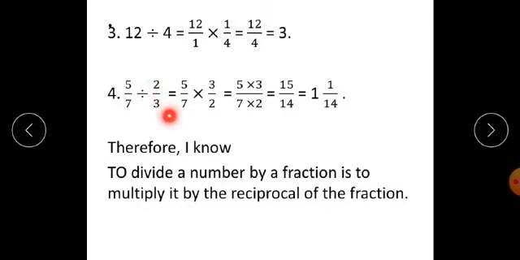5 upon 7 divided by 2 upon 3 is equal to 5 upon 7 into 3 upon 2. We have taken the multiplicative inverse or reciprocal of the second fraction. Product of numerators in the numerator and product of denominators in the denominator. Therefore 5 into 3 upon 7 into 2 is equal to 15 upon 14. If you want to convert this fraction into a mixed number, we get 1 integer 1 upon 14. Therefore, now we know that to divide a number by a fraction is to multiply it by the reciprocal or multiplicative inverse of the fraction.